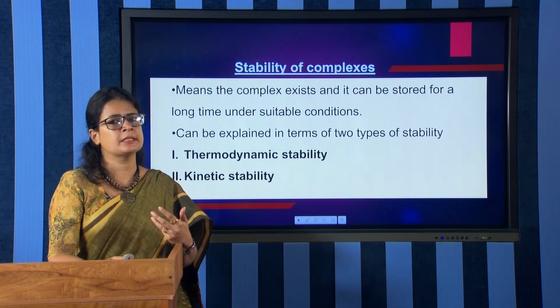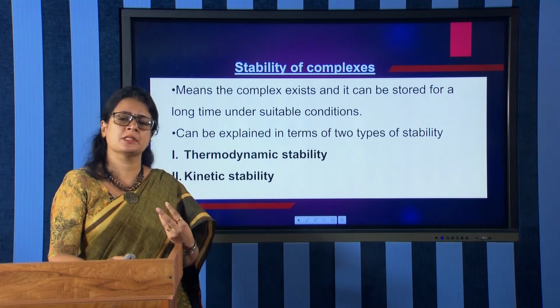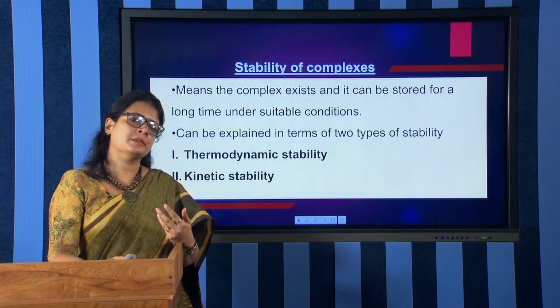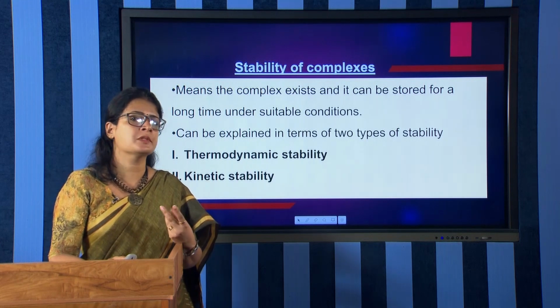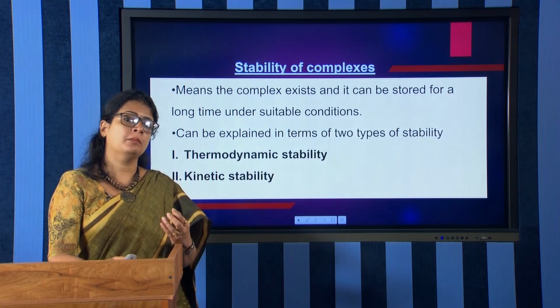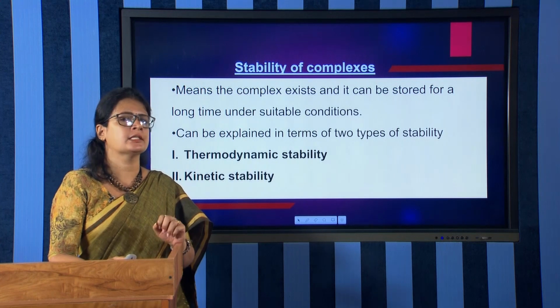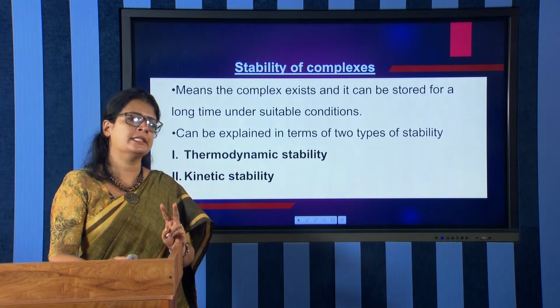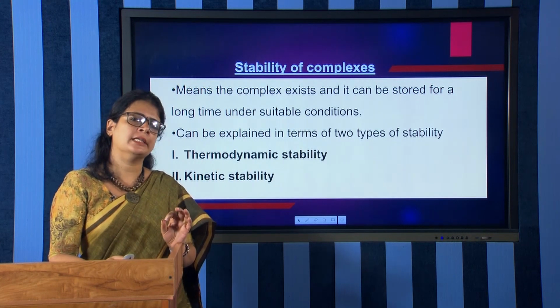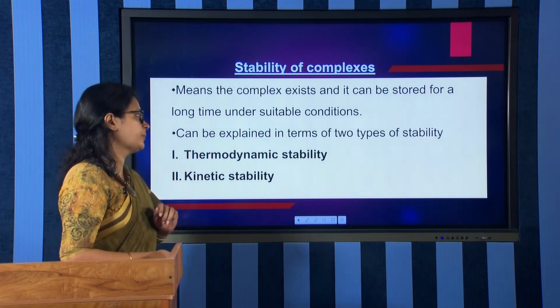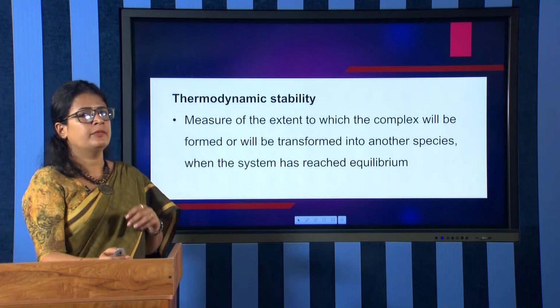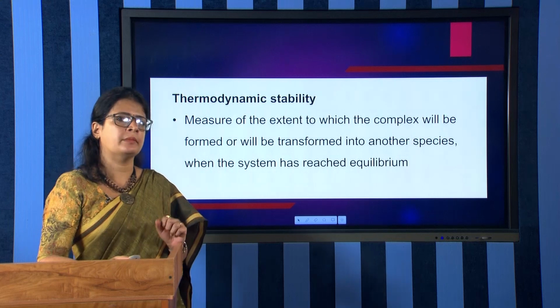The stability can be explained based on two types. In coordination chemistry, we discuss two types of stability: thermodynamic stability and kinetic stability. So, two types of stabilities are there: thermodynamic stability and kinetic stability. First, we will discuss what thermodynamic stability is.